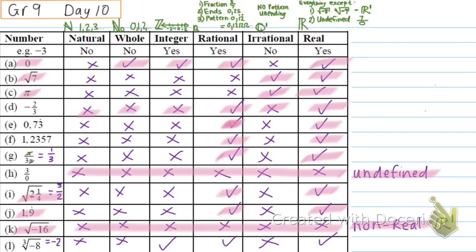Then the cube root of negative 8, that's equal to negative 2. Now I ask myself, is it natural? No, natural numbers start with 1, 1, 2, 3, and so on. Is it a whole number? No. Whole numbers start with 0, 1, 2, 3. Is it an integer? Yes, because integers include the negative numbers. And then is it rational? Yes, because it ends. And then is it irrational? No. Is it real? Yes, it's real.